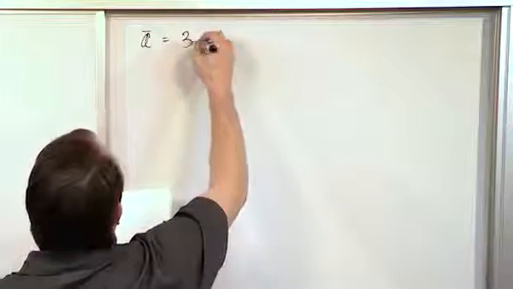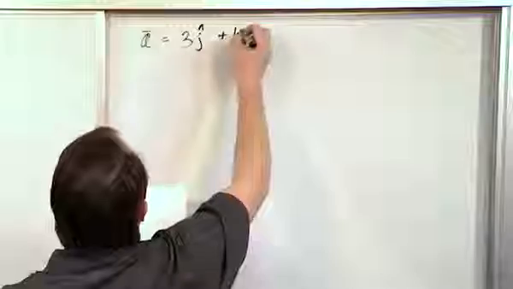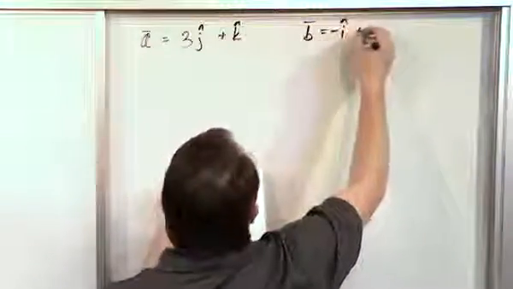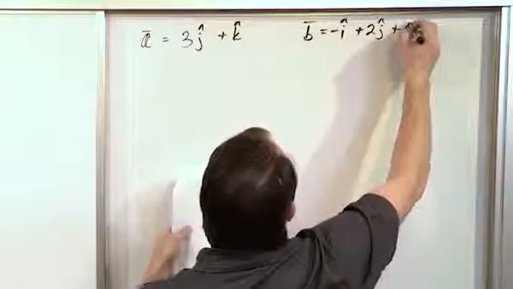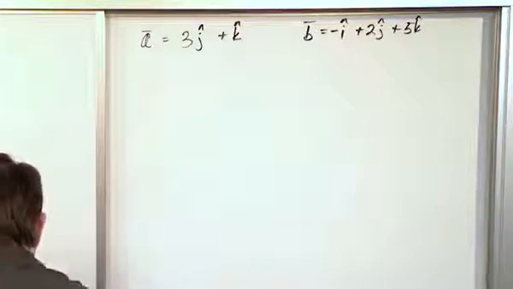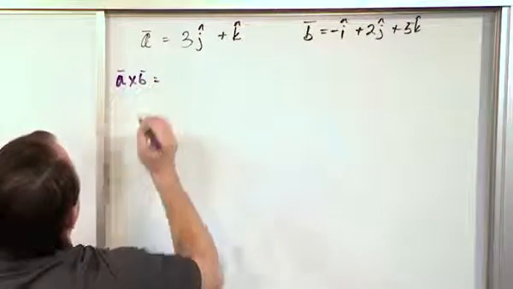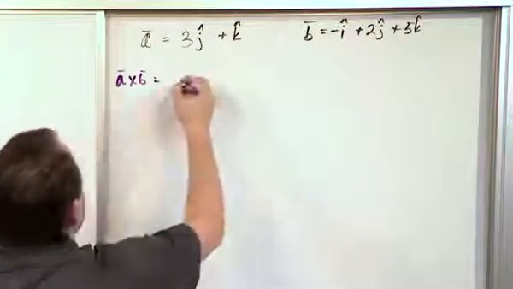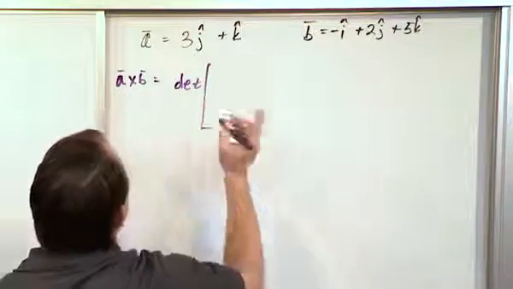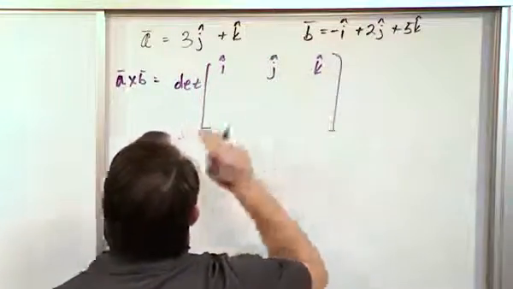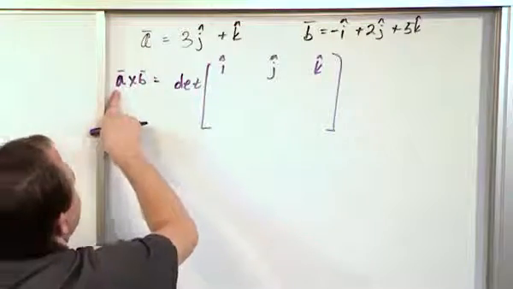All right, we'll do one more. Vector A is 3j plus k, and vector B is negative i plus 2j plus 5k, like that. And we want to find the cross product, which is A crossed with B. All right, A crossed with B. It's going to equal the determinant of the large matrix that has in the first row i, j, and k. Vector A has to come first because that's the first in the cross product.